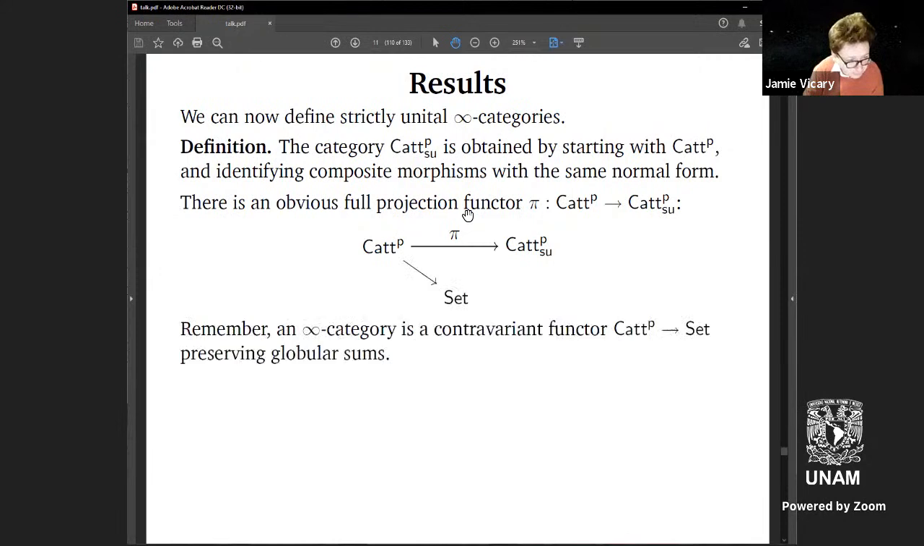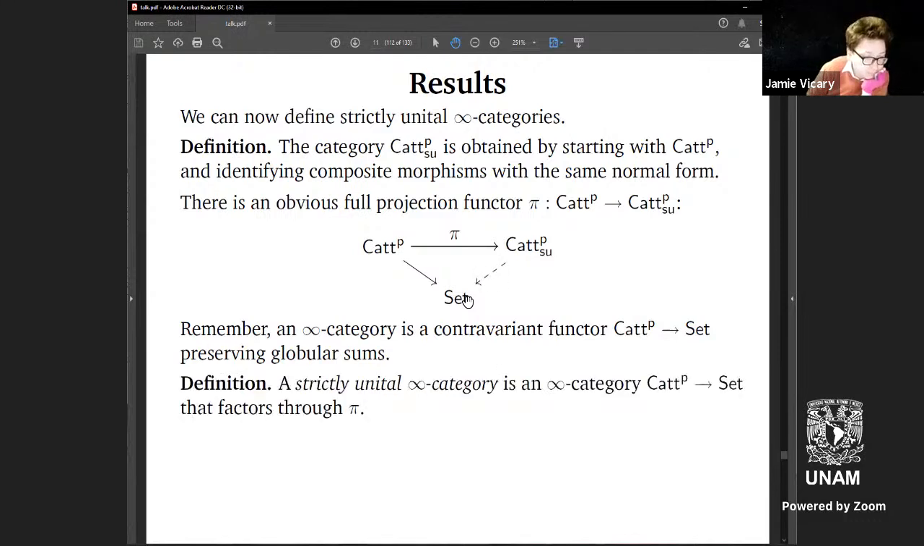Okay, great. Now remember the definition of infinity category. It's a contravariant functor, a presheaf on Cat P, that preserves globular sums. So now we have a super easy definition. A strictly unital infinity category is just an ordinary infinity category that has the property of factoring through Cat P SU. Now that's great, because for an infinity category, being strictly unital should be a property, shouldn't be like extra structure. Should be something that we just check. And that's exactly what's borne out here.